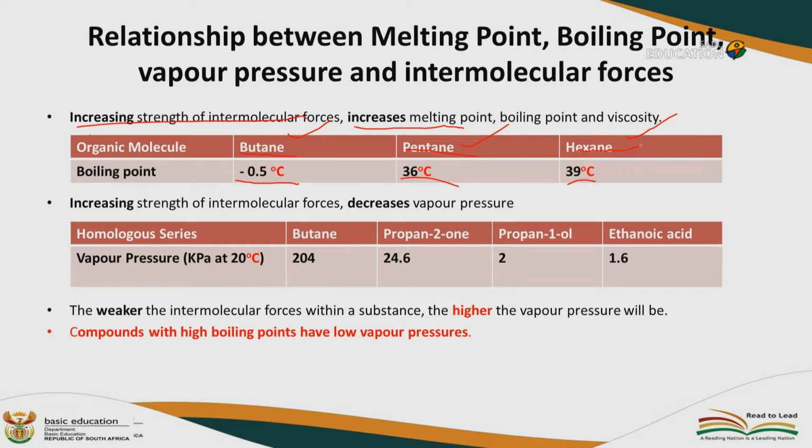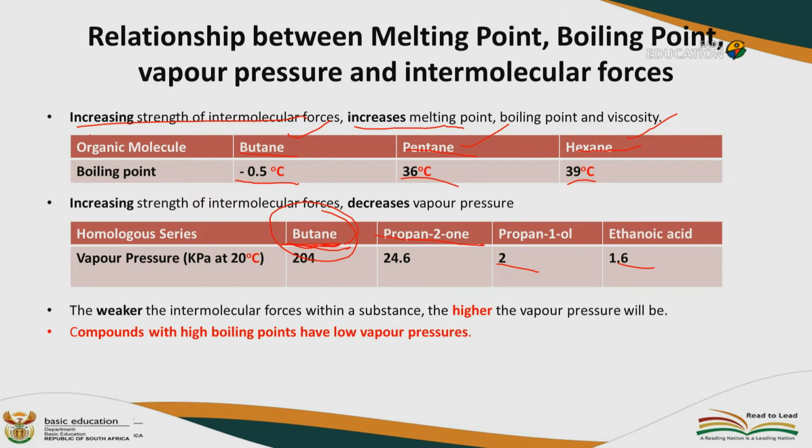So now let's look, for example, at the same. We have butane, given there with a vapor pressure of 204. We have propan-2-one with a vapor pressure of 24.6. We have propan-1-ol and ethanoic acid with 1.6. Now, if you look there, you will be able to see butane. Remember what we said, the I's.